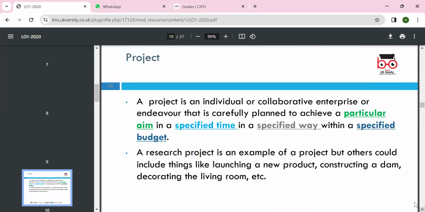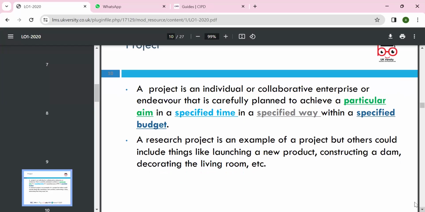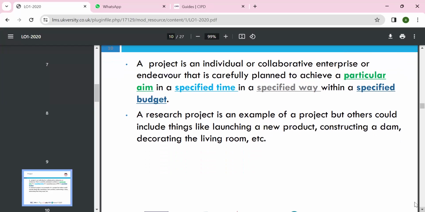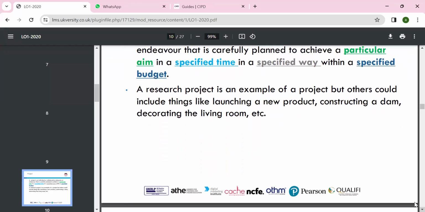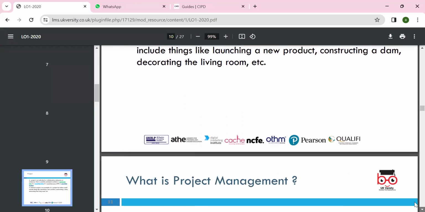A project is an individual or cooperative enterprise that is carefully planned to achieve particular aims. Our aim is to develop an understanding of talent management. We can allocate the budget in terms of time and cost. The research project is an example of a project, but others include launching a new product, construction of a dam, or building a road.